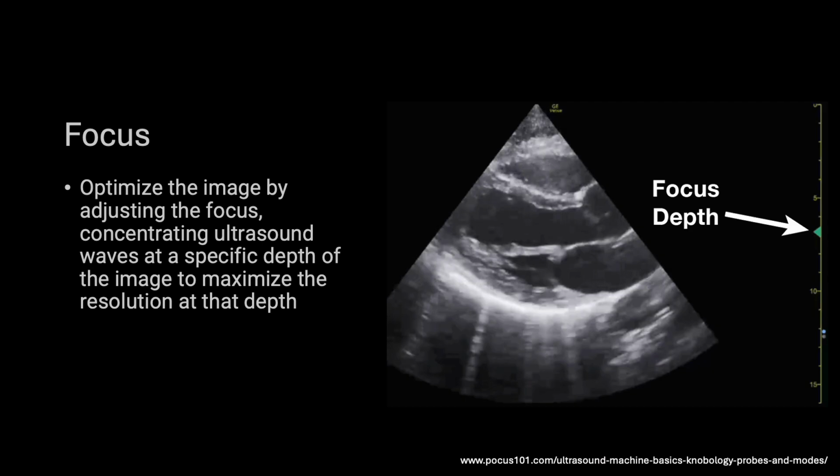And then we'll talk about the focus. So the focus optimizes the image by adjusting the focus to concentrate the ultrasound waves at a specific depth of the image. So this maximizes the resolution at that depth. And so again, you can see on this image the little green arrow, and it's showing you that those sound waves are focusing at that depth. And so that way it can identify the structures better at that depth. This again is used often with looking at the fetal heart, possibly looking at the umbilical cord insertion site, or different things like that.